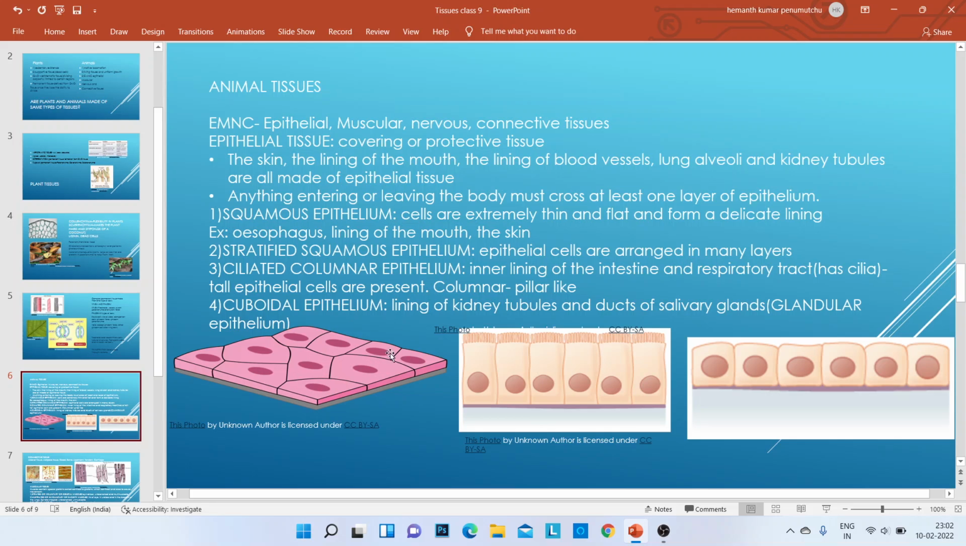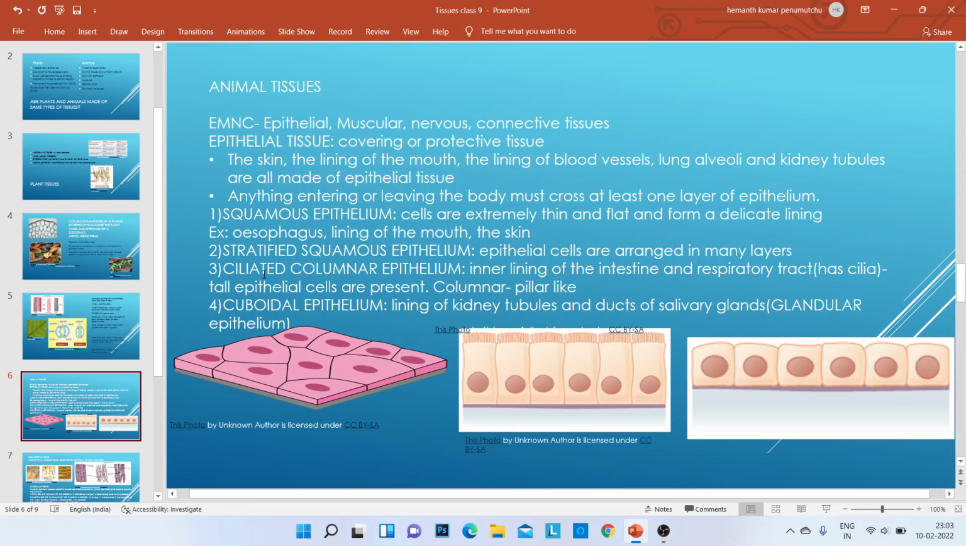Like if you arrange this squamous epithelium one over the other, that forms many layers, and that is nothing but stratification. That is nothing but stratified squamous epithelium. That epithelium is called stratified squamous epithelium.